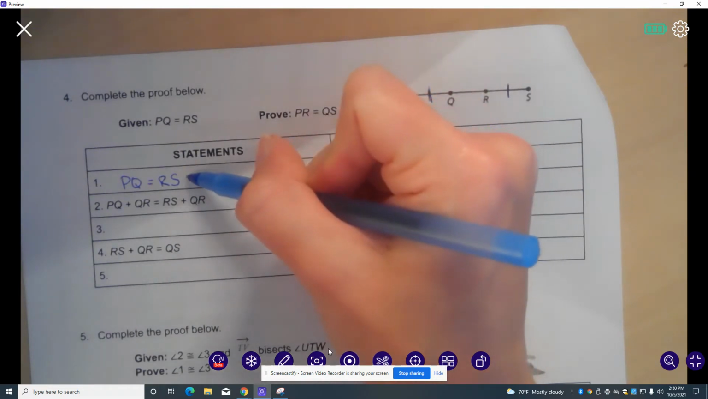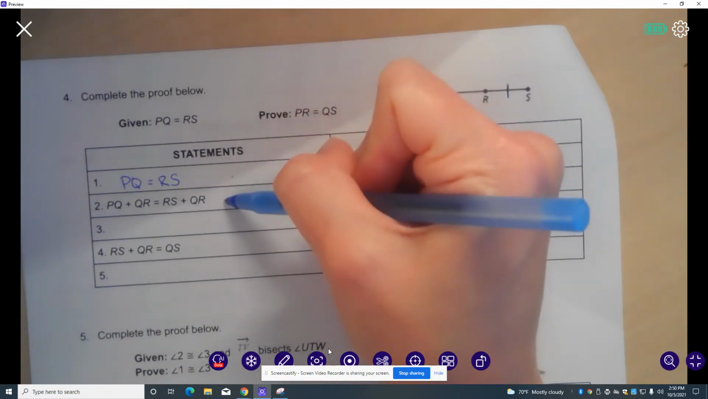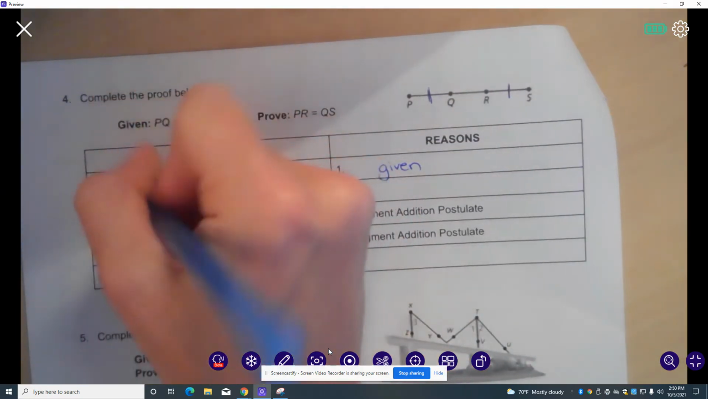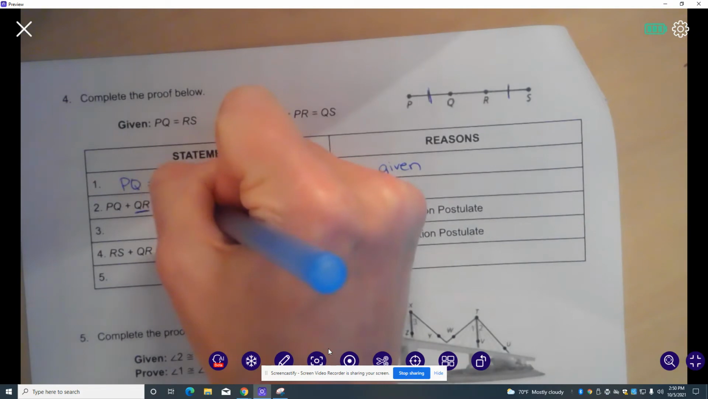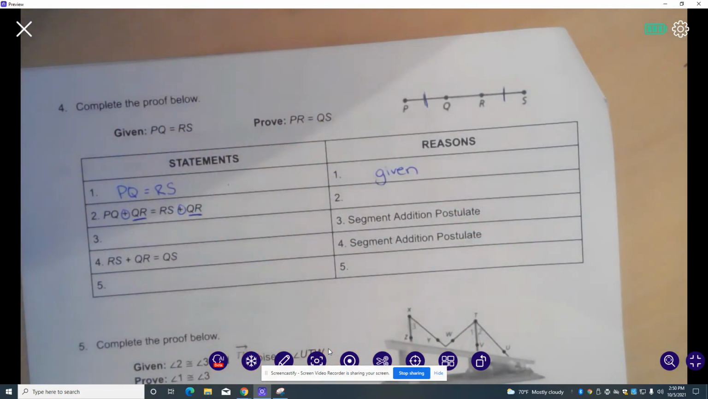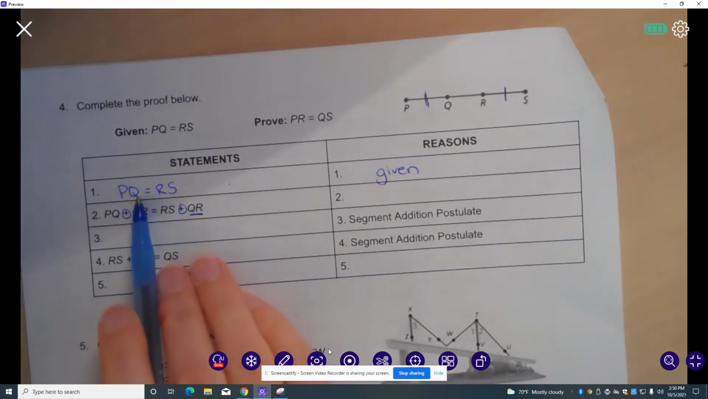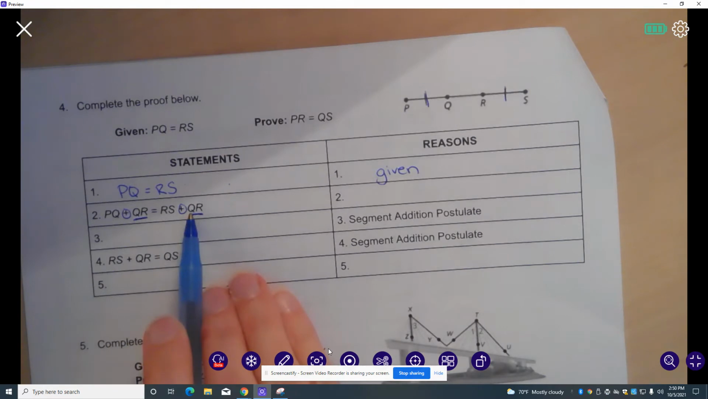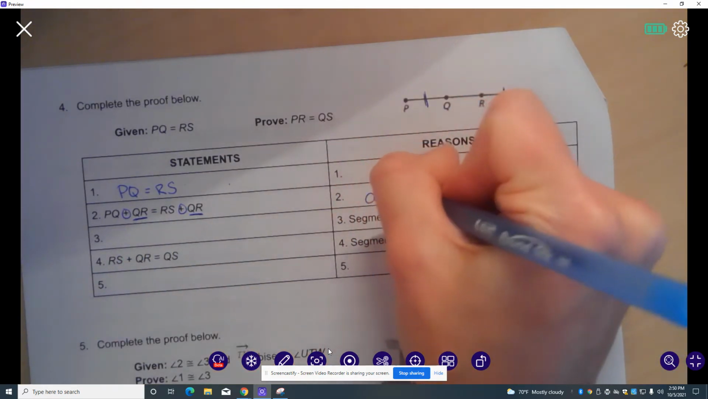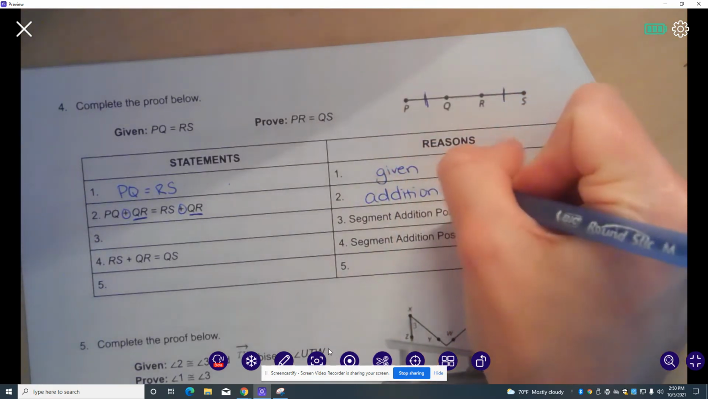If I look at equation 1 and compare it to equation 2, notice it's identical except QR is being added to both sides of equation 1. So all we're doing with equation 1 is adding QR to both sides. When we add the same thing to both sides, we're using the addition property.